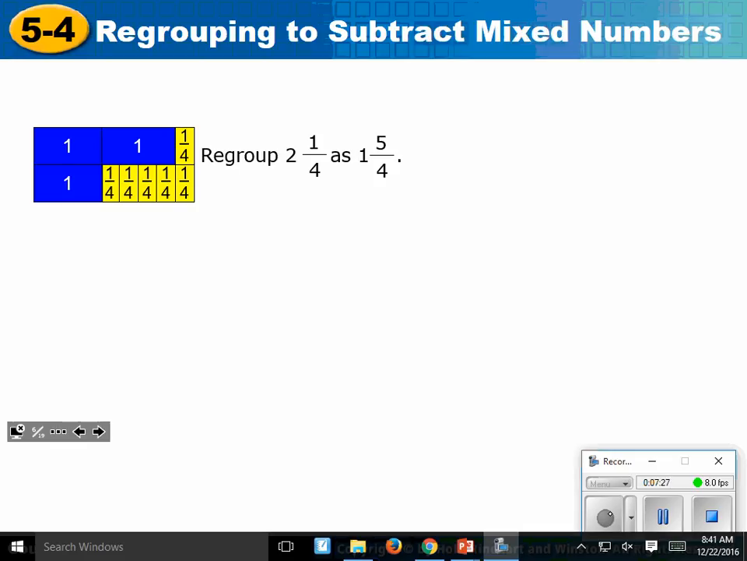This on the top here, okay, 2 1/4. You see how this is two wholes and 1/4? We basically just regrouped this to become, it's still the same amount, right? 1 5/4. 1, 2, 3, 4, 5. It's still the same amount. We just changed the way that we look at it. You see that?